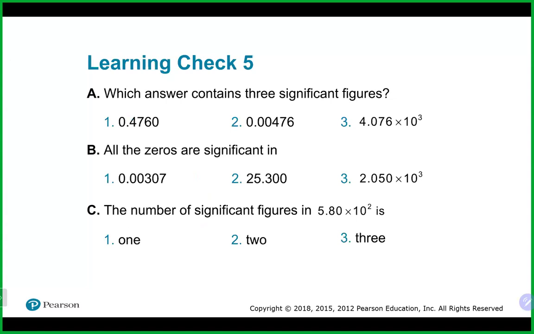All right. So take a moment and work through A, B, and C. Which one has 3 sig figs? Which one has all the zeros significant? And how many sig figs in the last one? So take a moment and pick out the right answer for each of those.